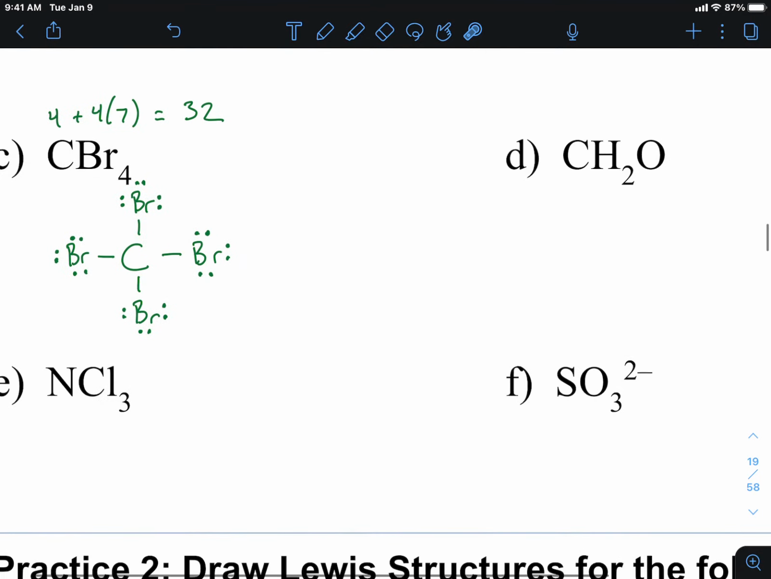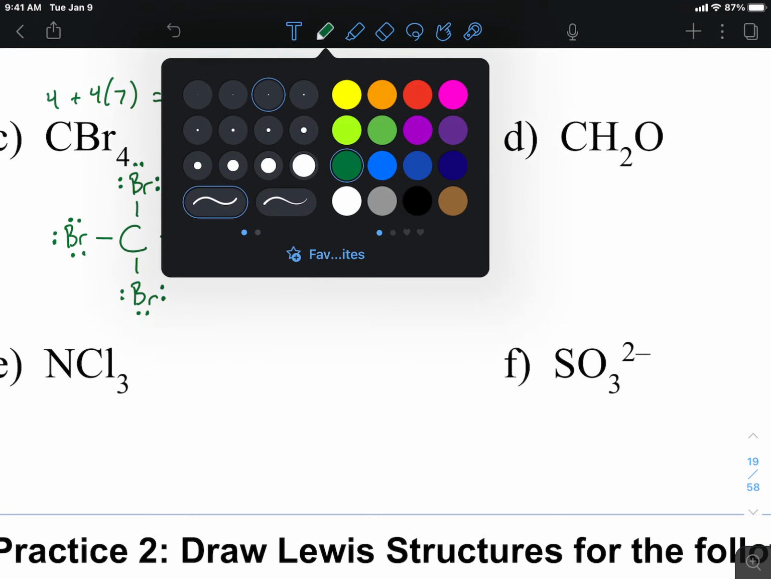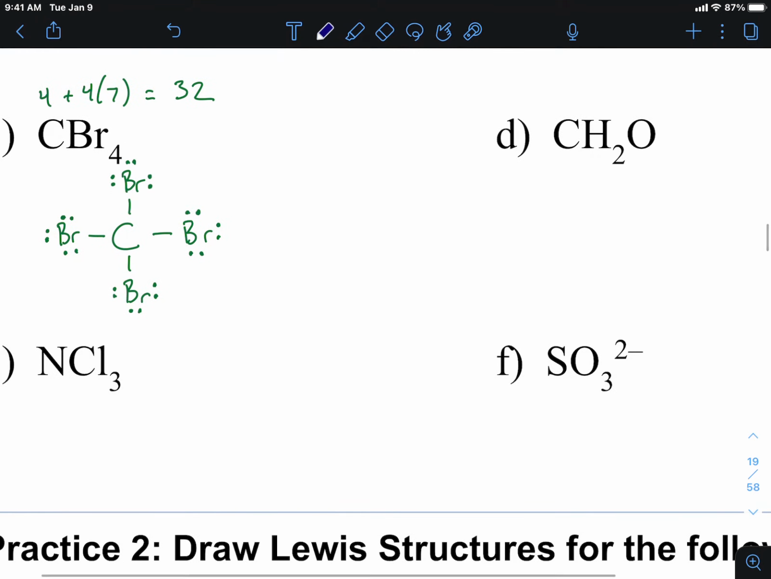Okay, let's try this next one here. CH2O. Do you guys know what this is a formula for? Seawater. This is C, and then the formula for water, seawater. All right, so let's count these. We got 4 from carbon, plus 2 hydrogens, plus oxygen, which has 6. So we're looking at a total of 12.